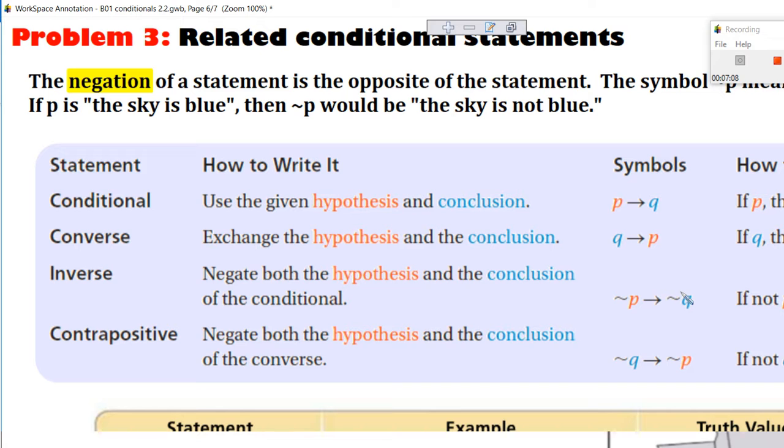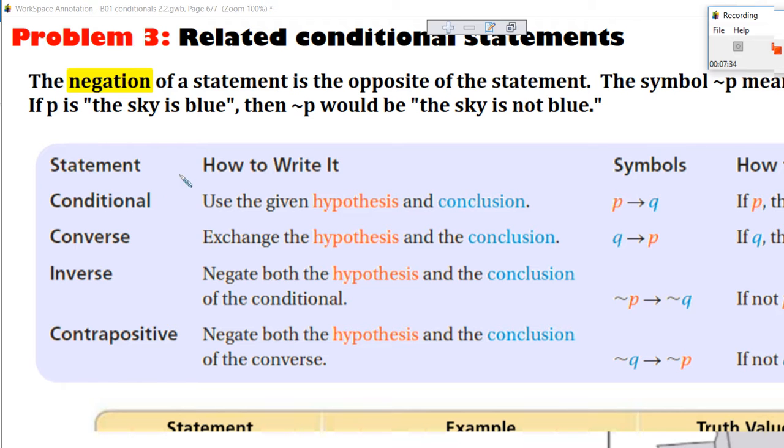So, related conditional statements. We can write our conditional statements in other ways and in other orders, or negate them, which gives things different meanings. The negation of a statement is the opposite of the statement. The symbol P with the little squiggle in front of it, that's a tilde. So the symbol tilde P means not P. If P is the sky is blue, then not P would be the sky is not blue.